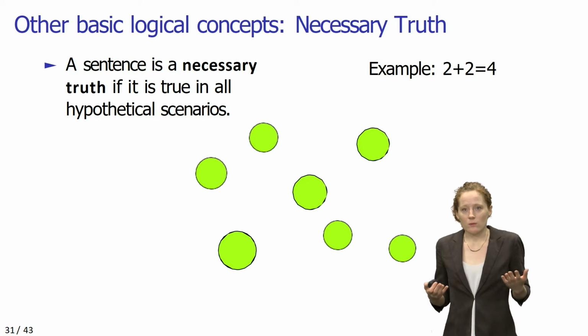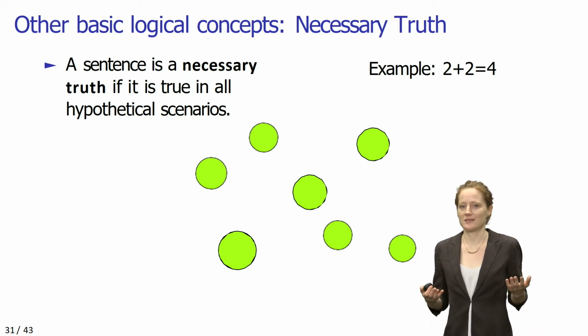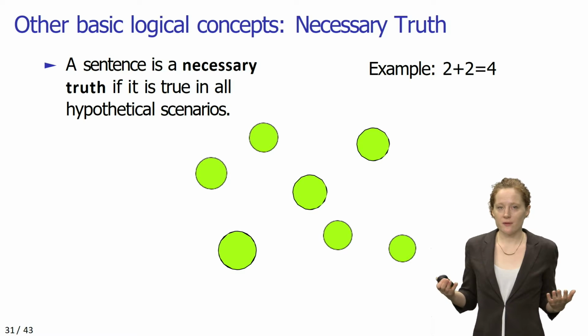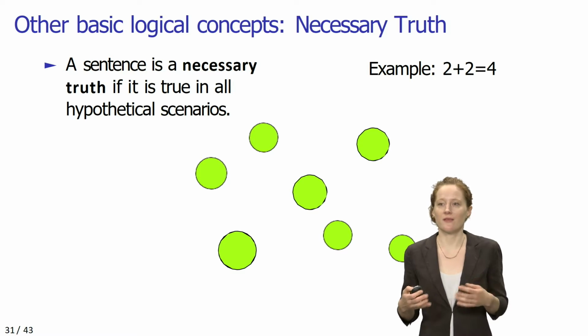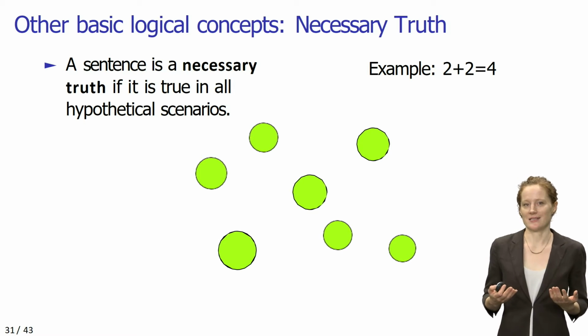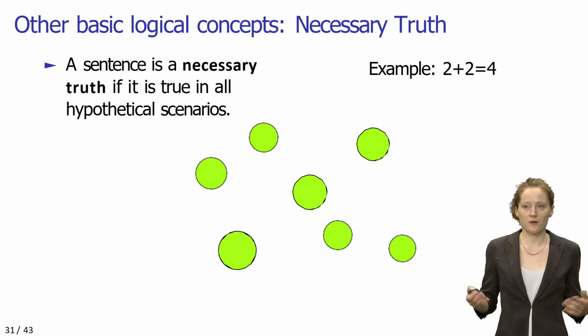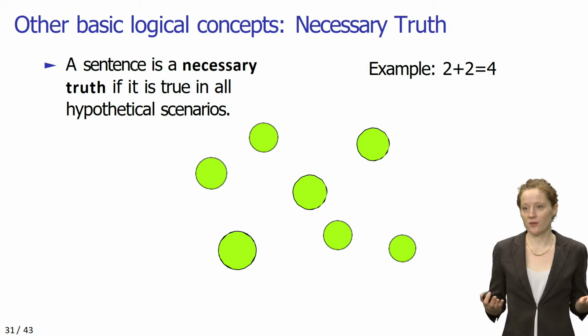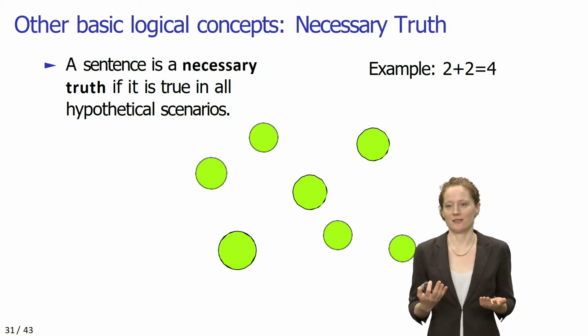Why is that? Well, mathematics does not depend on what the world is like. So no matter which way the world is, a necessary truth is going to be true. And that just means that it is necessarily true. So for example, 2 plus 2 equals 4, a simple mathematical truth. It is commonly assumed that this sentence is necessarily true.